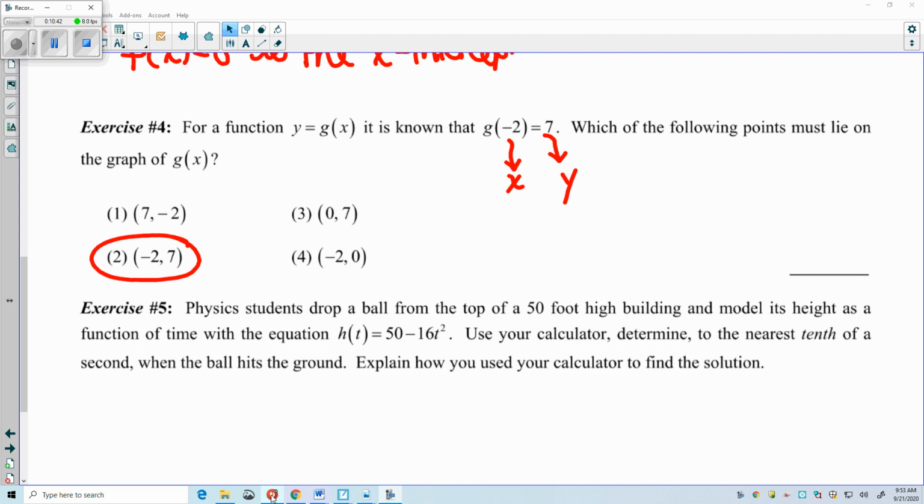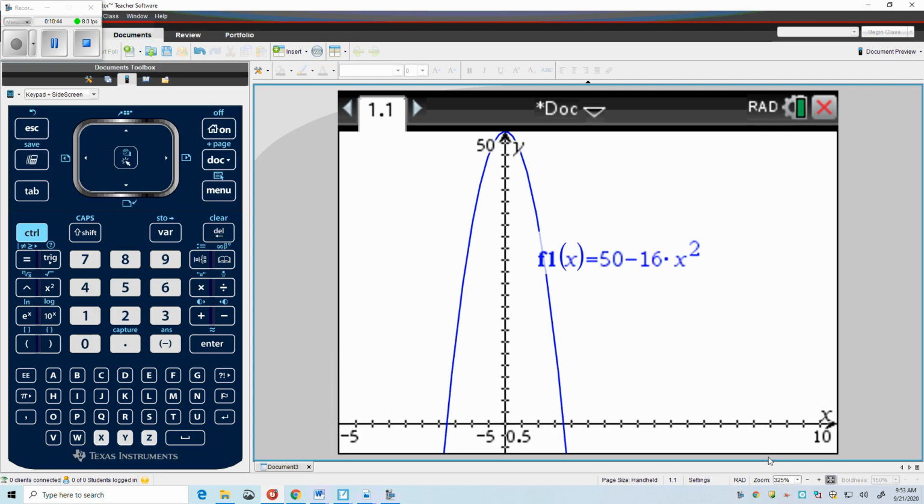So I've already gone into my calculator and I have graphed this function. Now notice I changed the window. I changed the window because I wanted to make sure I could see the entire graph first off. And if you're thinking about this, when you have physics students dropping a ball from a top of a 50-foot high building, I want to see this entire graph of the ball being dropped. So this is where they're starting to drop it and the ball goes all the way down to the ground.